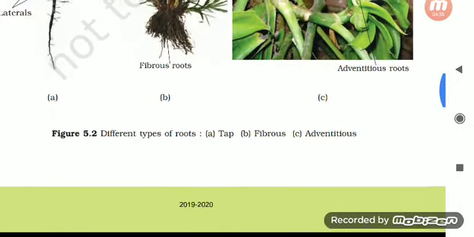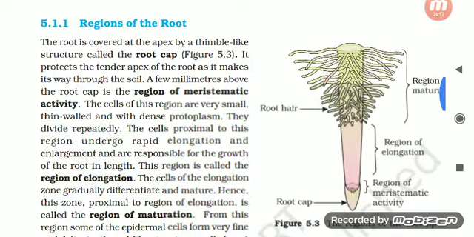Regions of the root. The root is covered at the apex by a thimble-like structure called a root cap. It protects the tender apex of the root as it makes its way through the soil. A few millimeters above the root cap is the region of meristematic activity. The cells of this region are very small, thin-walled, and with dense protoplasm. They divide repeatedly. The cells proximal to this region undergo rapid elongation and enlargement and are responsible for the growth of the root in length. This region is called the region of elongation.